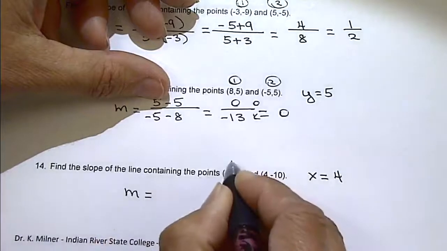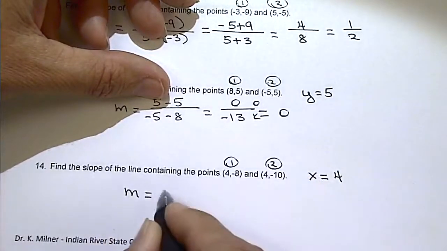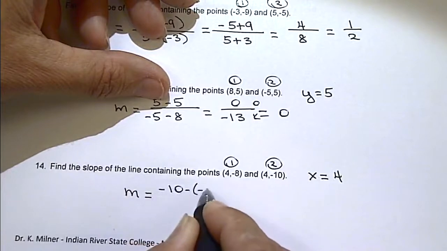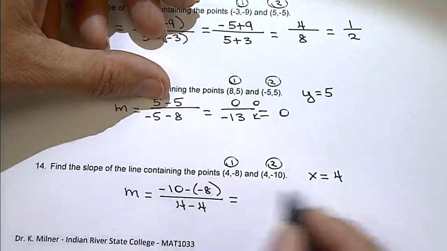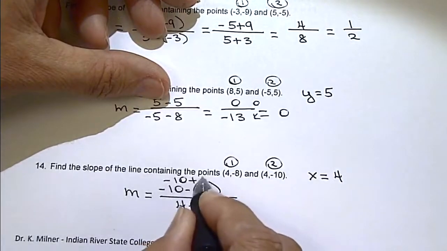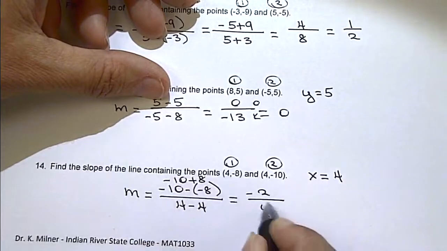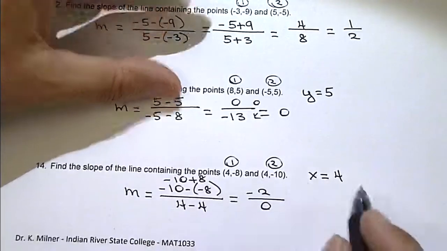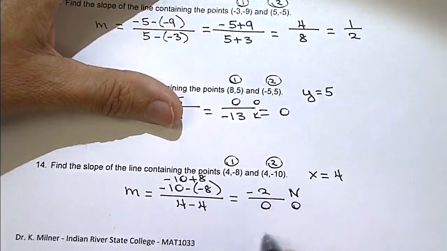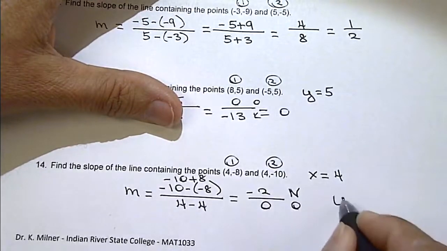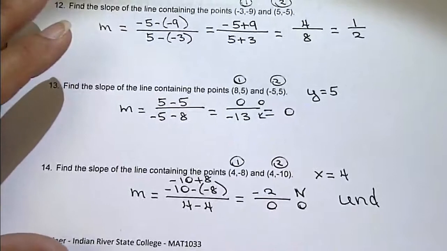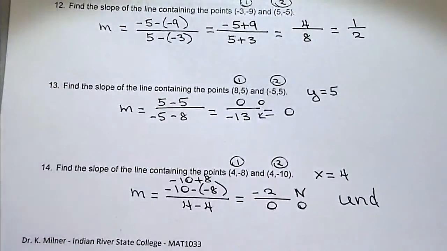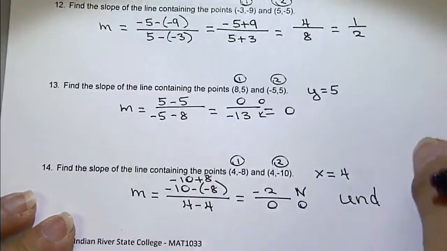M is equal to, I'll call this point 1 and this point 2. I'll start over here and say negative 10 minus negative 8. And down here, I'm going to say 4 minus 4. And at that point, I don't care what that numerator is. Negative 10 plus 8 will give me a negative 2, but it doesn't matter. It's divided by 0. And if you remember the little acronym, this is no. You can't do it, right? This is an undefined slope. And every vertical line has an undefined slope. It's something divided by 0. Okay?